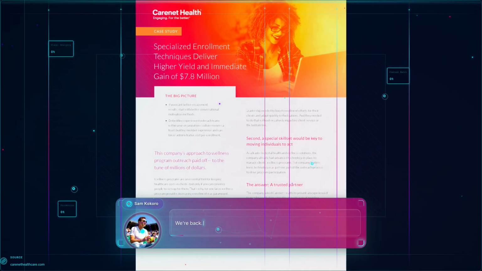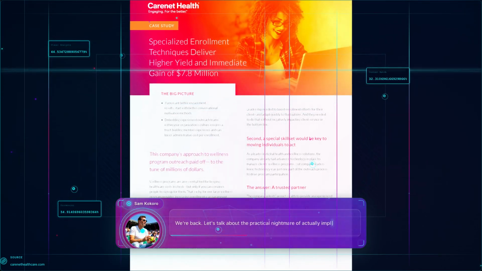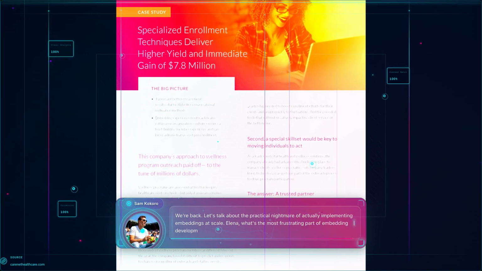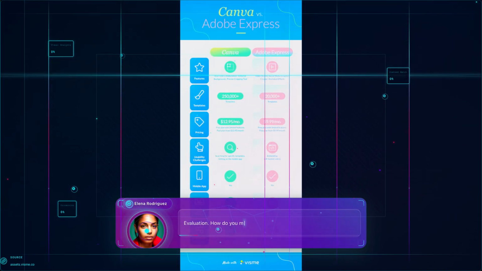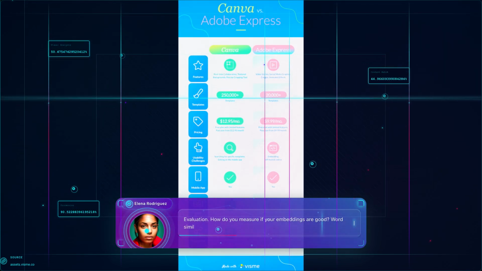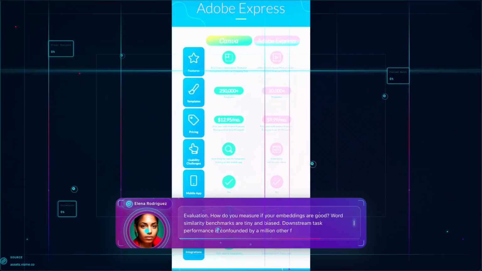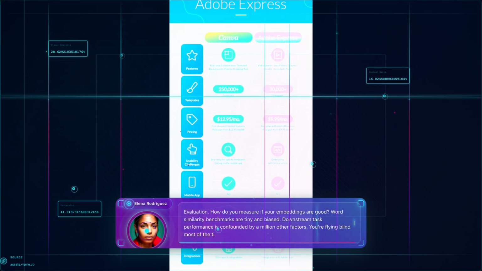We're back, let's talk about the practical nightmare of actually implementing embeddings at scale. Elena, what's the most frustrating part of embedding development? Evaluation, how do you measure if your embeddings are good? Word similarity benchmarks are tiny and biased. Downstream task performance is confounded by a million other factors. You're flying blind most of the time.